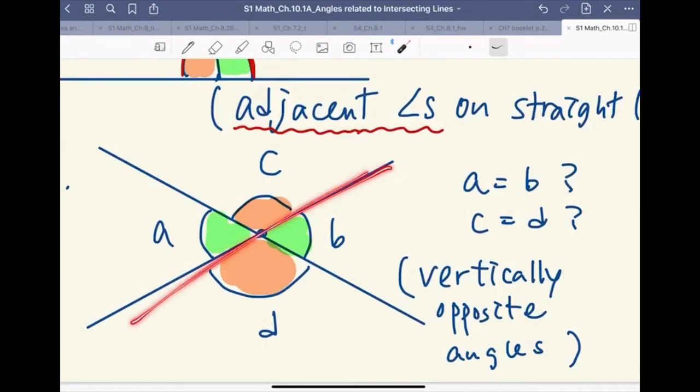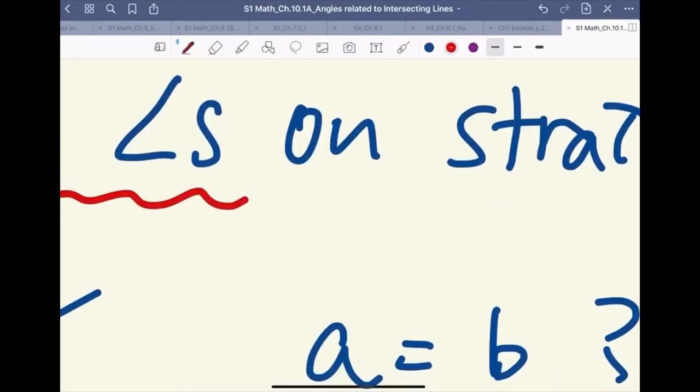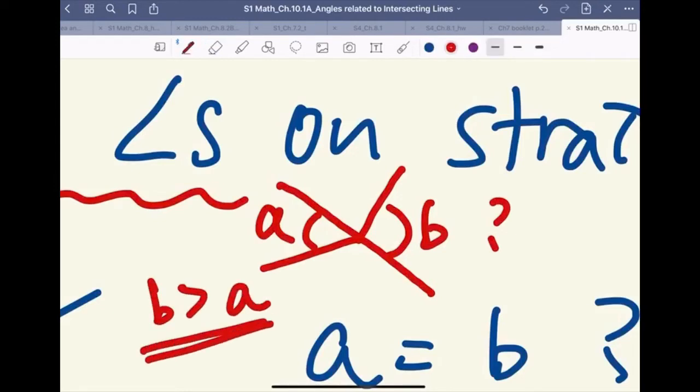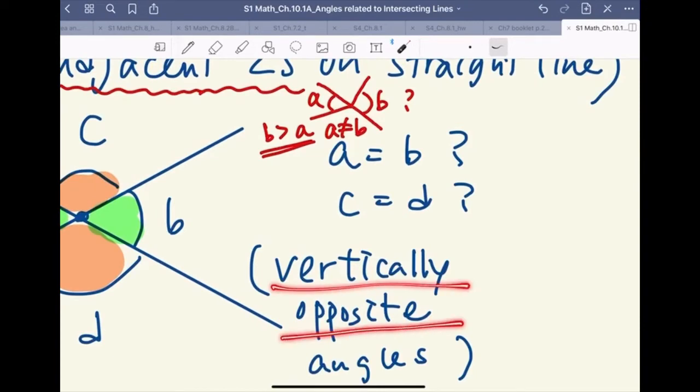We must have the straight lines. These two, they are straight lines. I give you another one, like this. Are these two the same? Of course you can see B is greater than A. Please pay attention, if these are not straight lines, these two are not equal. One is greater, they are not equal. So this is called vertically opposite angles.